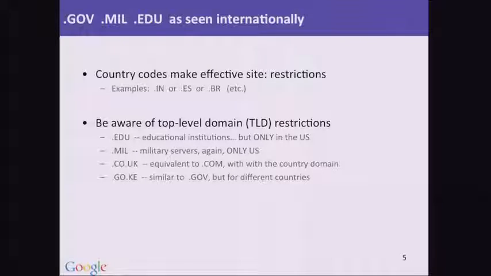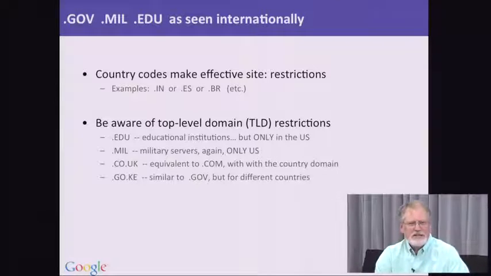You can also use country codes as effective site restriction operations. So when you say site: and whatever, you can put something like .in for India, .es for Spain, or .br for Brazil. You can even do something as crazy as .aq for Antarctica. Who knew? You also should be aware that some top-level domains, also known as TLDs, have special semantics. So you might see something like stanford.edu. Other kinds of US institutions have the edu top-level domain. But note, it's only US institutions. Same thing is true for .mil, US military.